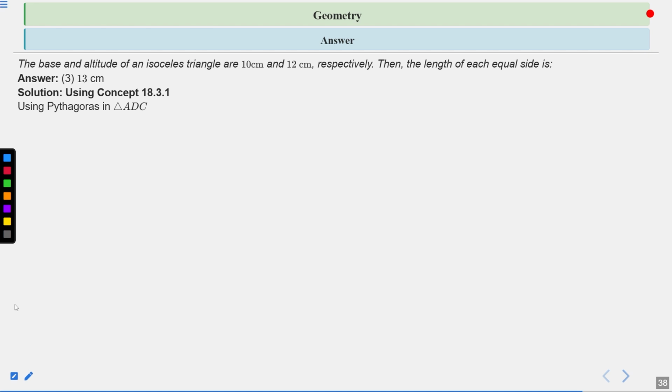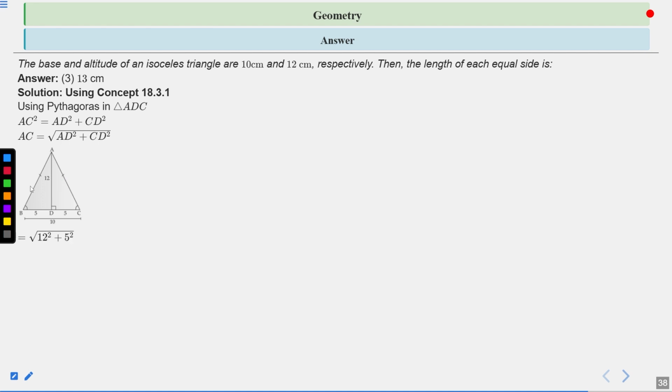So we can say that by using the Pythagoras theorem in triangle ADC, AC square equals AD square plus CD square. So AC will become under root AD square plus CD square. We can see this using the diagram, where ABC is an isosceles triangle. When we draw the altitude, this divides the base into 2 equal parts, which are 5 and 5. And we also have the length of AD, which is 12 centimeter. So we can calculate the length of AC or AB by using the Pythagoras theorem.